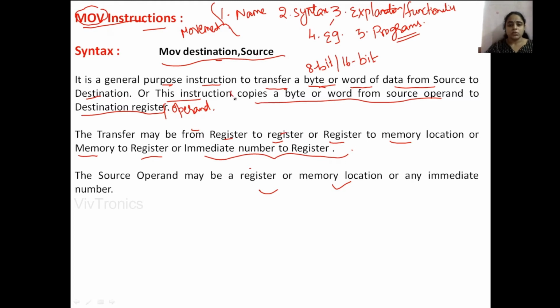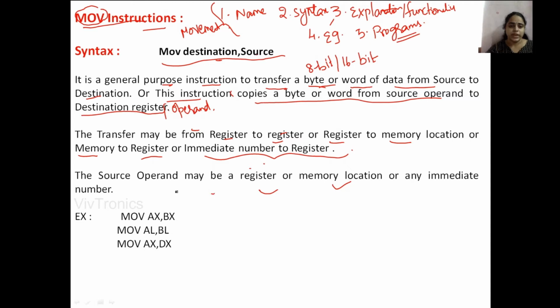Okay, so that means we can write a direct number to memory, or else we can write a direct number to a register. Or else we can copy data from register to register, like that. We can move data from source to destination. So these are a few examples here.